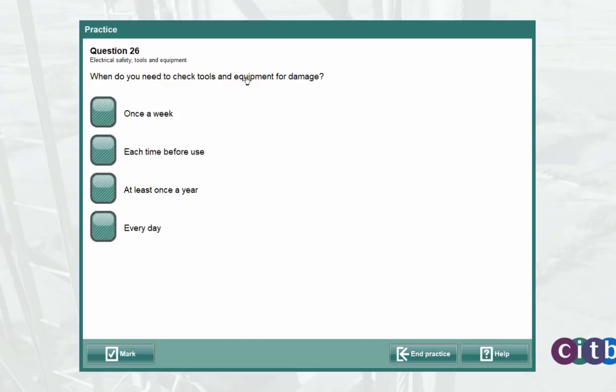When do you need to check tools and equipment for damage? Once a week, each time before use, at least once a year, every day.